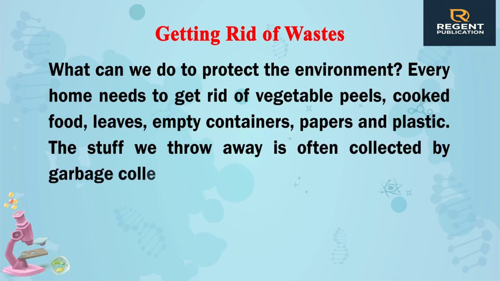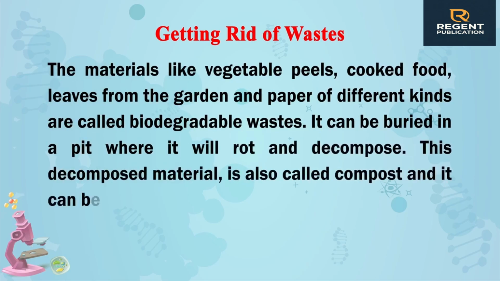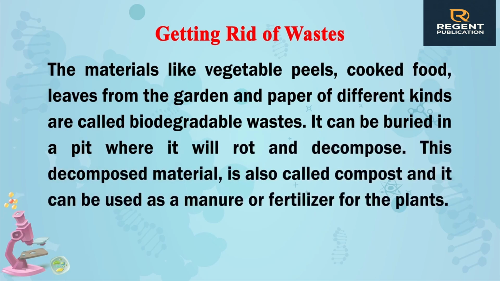Getting rid of waste. What can we do to protect the environment? Every home needs to get rid of vegetable peels, cooked food, leaves, empty containers, papers, and plastic. The stuff we throw away is often collected by garbage collectors. The materials like vegetable peels, cooked food, leaves from the garden, and paper of different kinds are called biodegradable waste. It can be buried in a pit where it will rot and decompose. This decomposed material is also called compost, and it can be used as a manure or fertilizer for the plants.